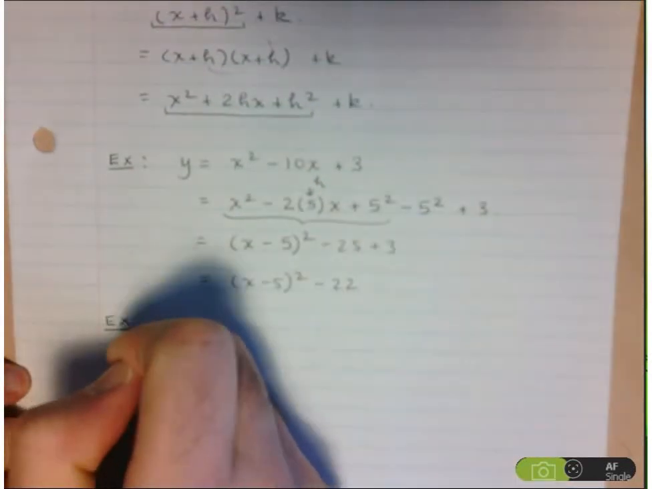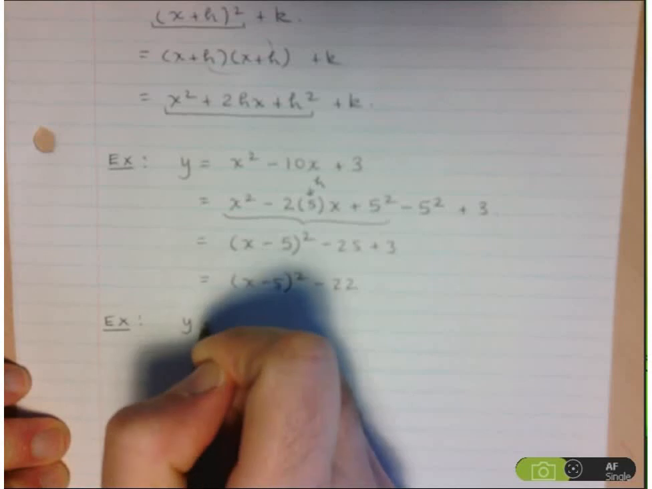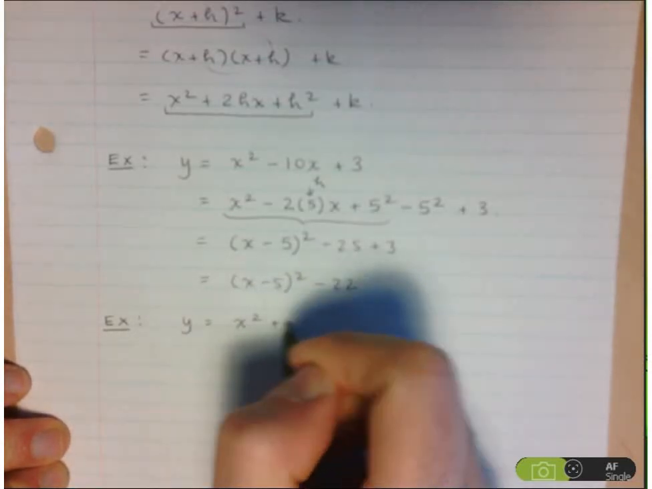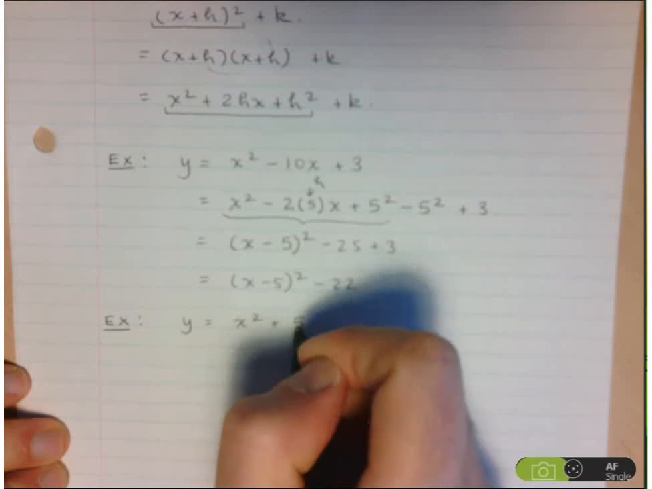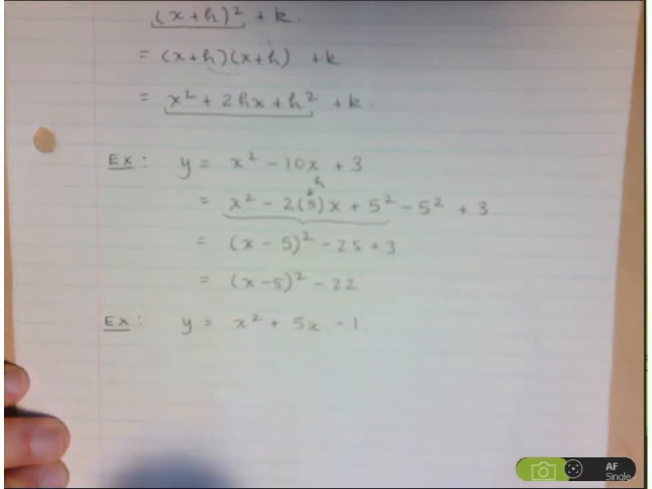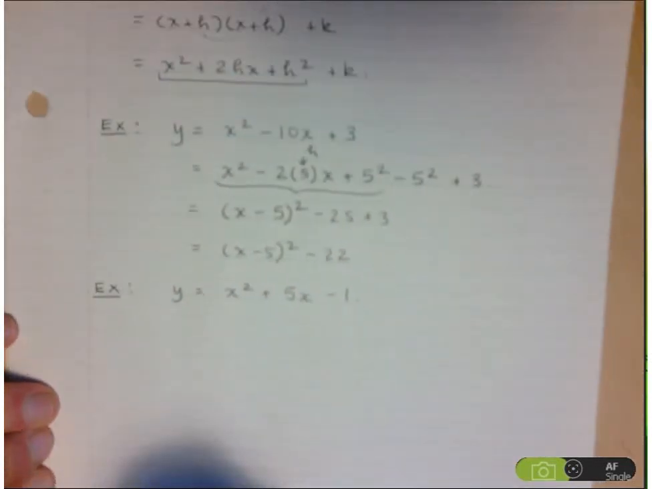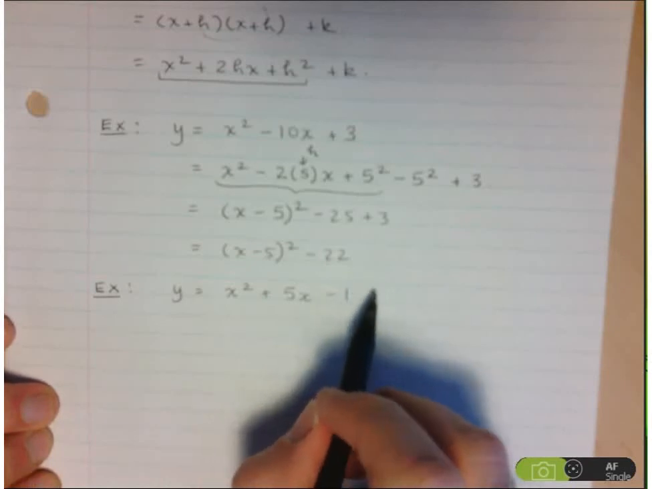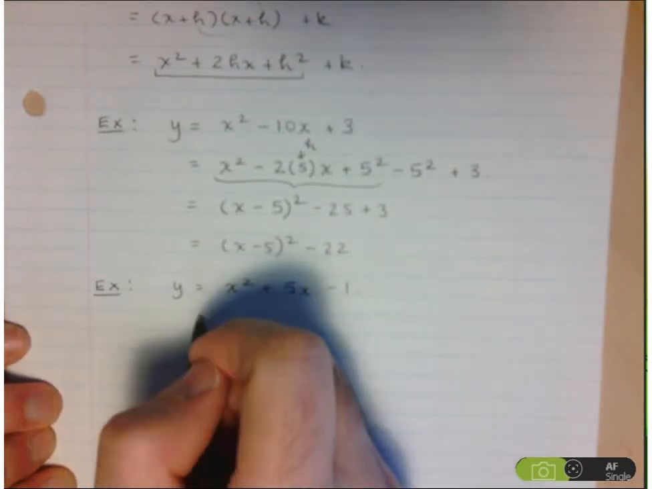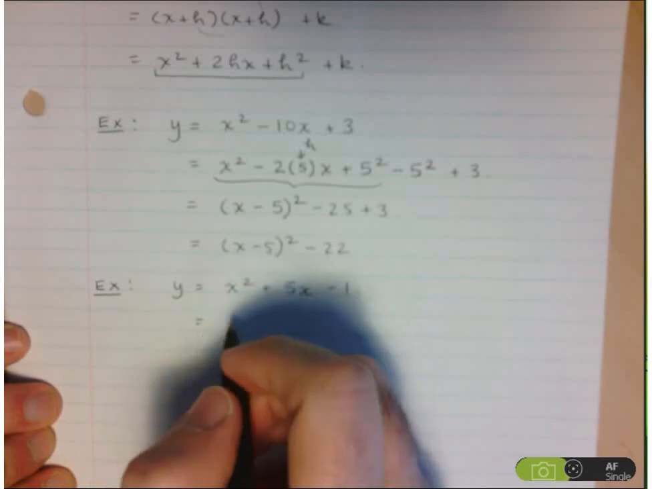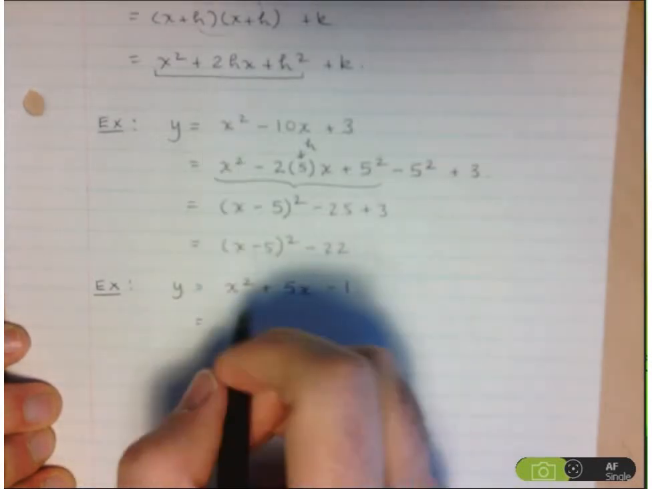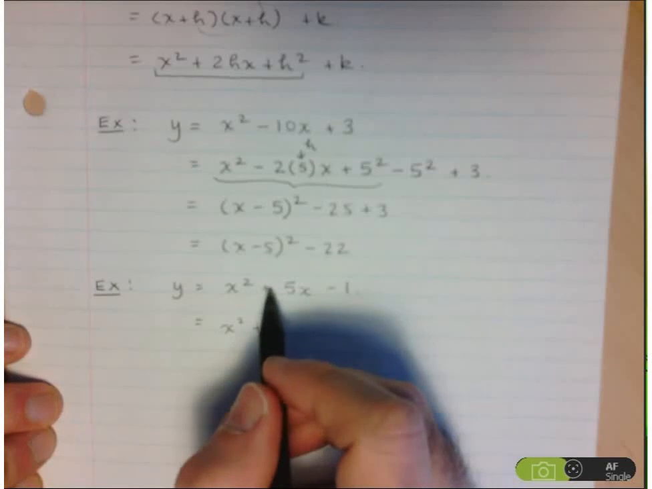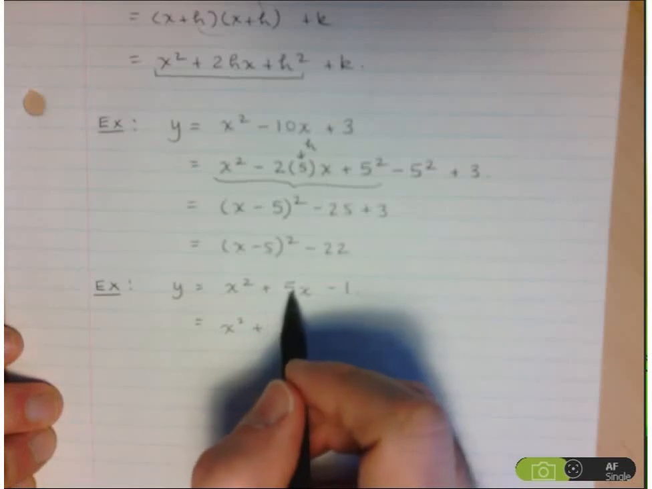So let's take a look at the function y equals x squared plus, we'll use an addition here, 5x minus 1. Okay. So again, notice how we don't even bother with that c value. We just leave it apart and we deal with it only at the very end. So I need to write this in the form that we need. So let's remember I need x squared. And I need to write this as 2hx. So 2 times what number is equal to 5?